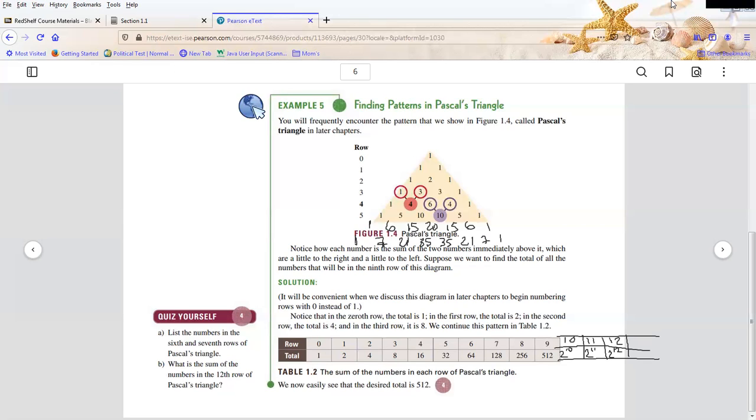And we can double 512 to get 1024. If we double that again, we get 2048. And if we double that again, we get 4096. So the sum of the 12th row will be 4096.